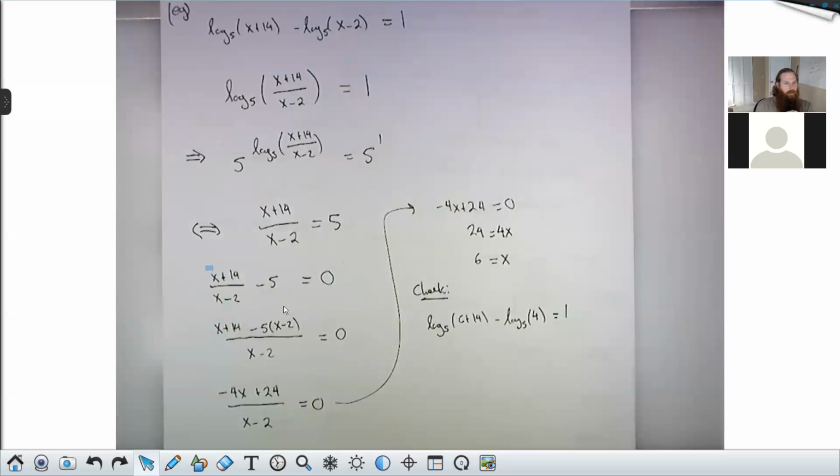So Fabrice, from here to here, I had a common denominator between this piece and this piece. The 5 here, I multiplied by x minus 2 over x minus 2. So I could put that into a single fraction with this guy. So that's 5 times x minus 2 over x minus 2. And then I wrote them in a single fraction in that one step.